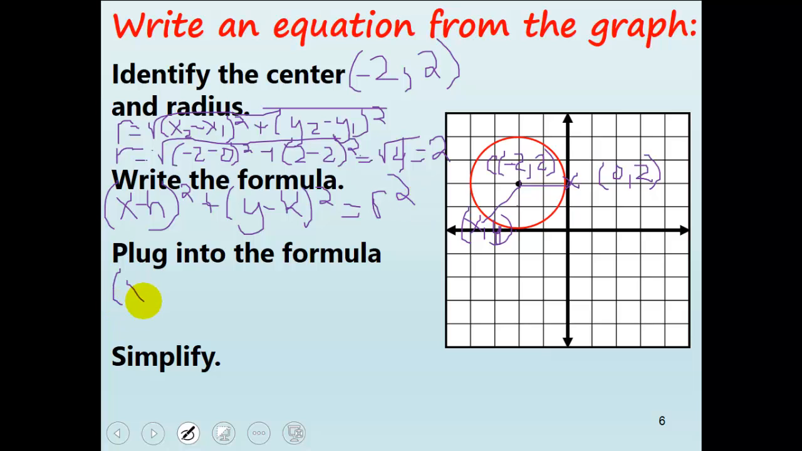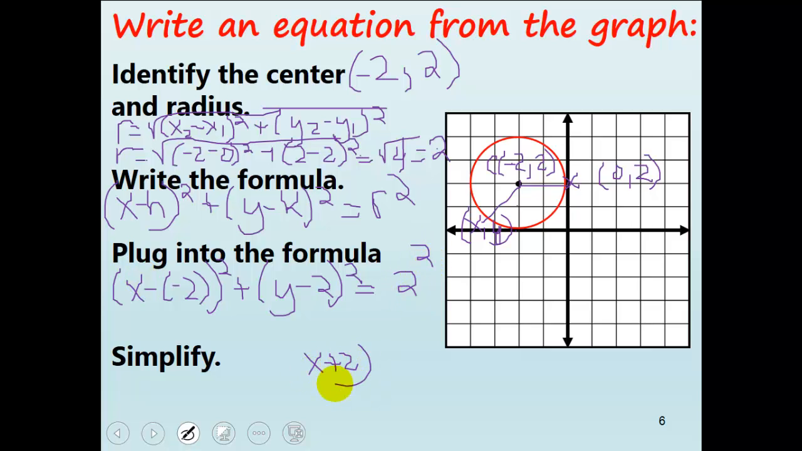So we're going to get x minus -2, and we're going to square that, plus y minus 2 squared. And then we're going to take this 2 and square it, and that becomes 4. Let me write it as 2 squared just so you know where I got it from. It's my radius squared, 2 squared. So I get x plus 2 squared. Ugh, why does that always look so bad?